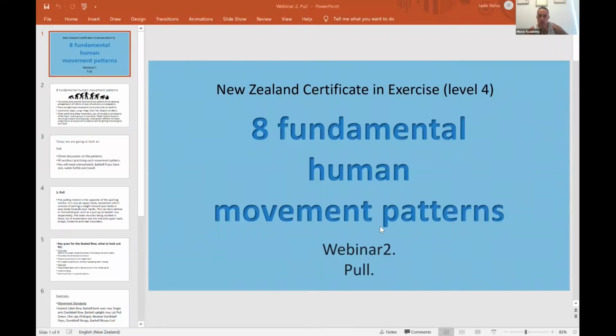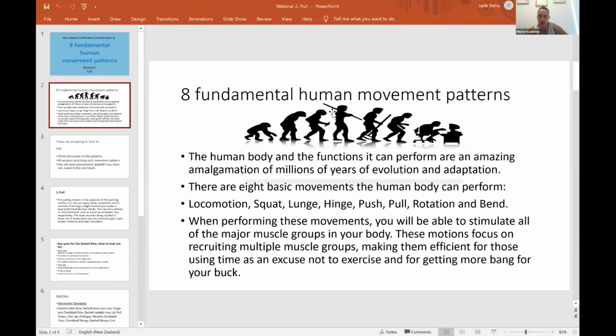What we've actually done is we've broken up all the movement standards into a simpler form, which is movement patterns. Basically there's 8 fundamental human movement patterns that are the basis of all movements. Today we're going through the pull movement patterns, one of the 8 fundamental human movement patterns.